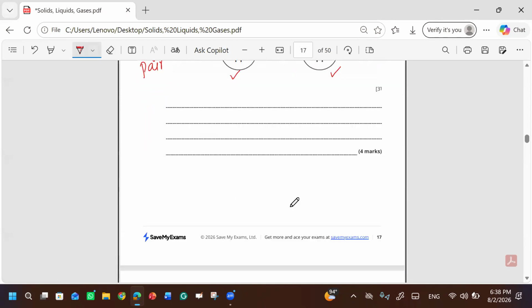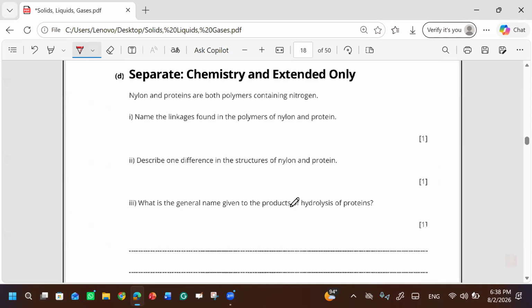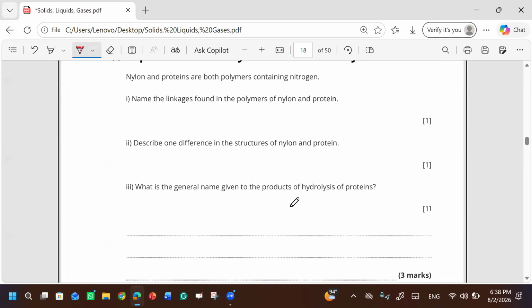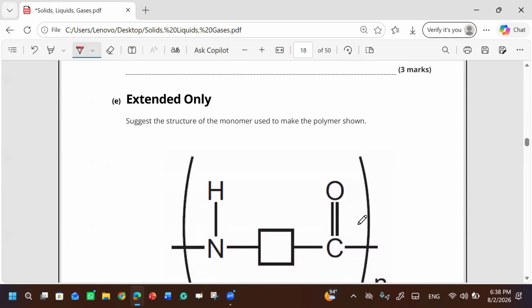Over here we have nylon and protein are both polymers containing nitrogen. Name the linkage found in the polymer. This we have not done yet, right? You can skip this. Yeah, this one I didn't do it as well.